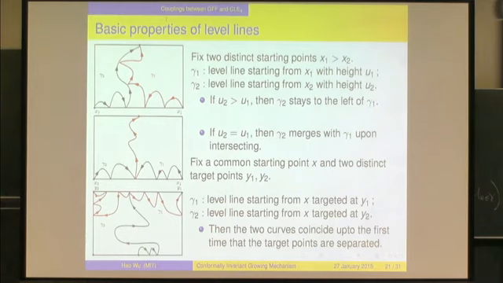So here are three basic properties for the level lines of the Gaussian free field. And you can guess, in fact, the third picture is the reverse version of the second picture. They have different names and correspond to different properties of the level lines, but the third one is just a reverse version of the second one. Those are the basic properties of the level lines.